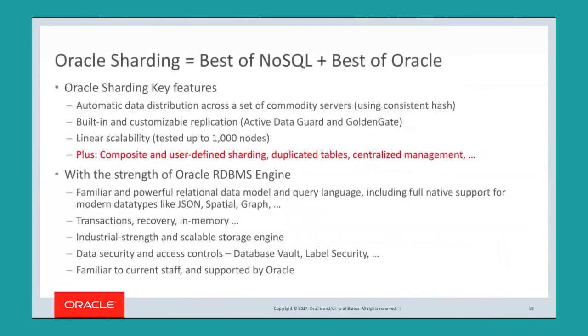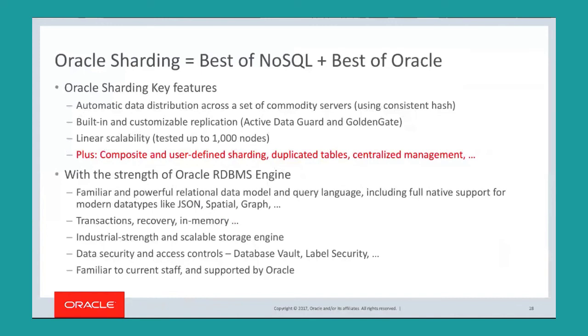So, the last couple of slides in summary. What is sharding? Basically, sharding is the best of NoSQL and the best of Oracle. NoSQLs were great. They brought in linear scalability using commodity servers, extreme availability, and automatic deployment, etc. And as you've seen with sharding as well, you do have automatic data distribution. You have built-in replication setup. You get linear scalability.